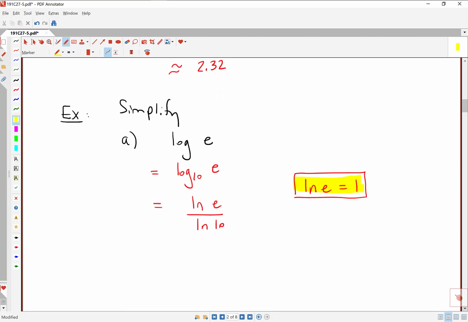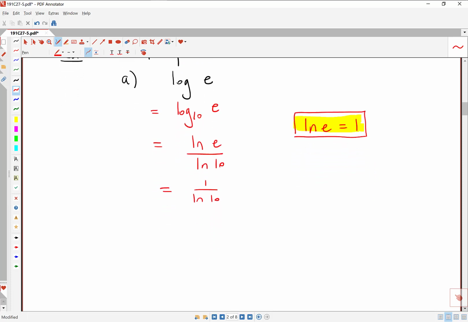So that's coming up in this scenario here, because if we were trying to simplify this expression, we would say, oh, okay, that's 1 over ln 10. Ln 10, not a nice number. So this is as simplified as it's going to get.